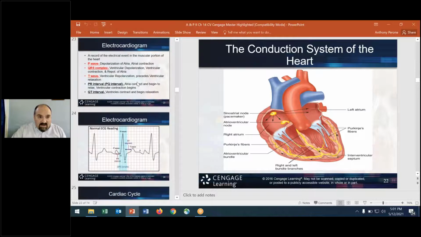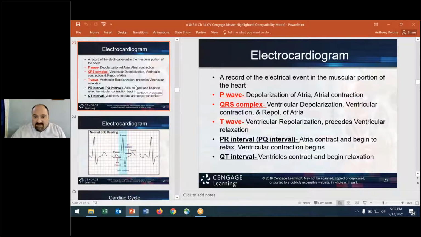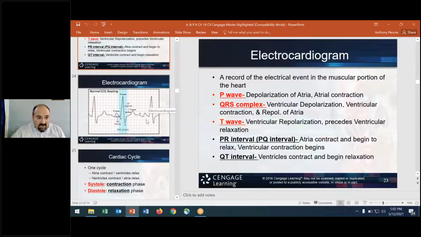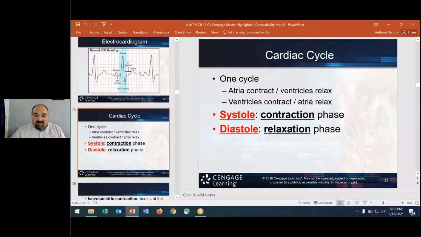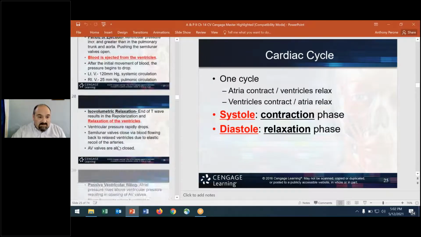Let's see here. ECG, also known as EKG, these different waves and such. And so this is really the primary importance to us here that we've talked about and reviewed. Systolic and diastolic as far as blood pressure, as well as the terms systole and diastole, what do they represent?